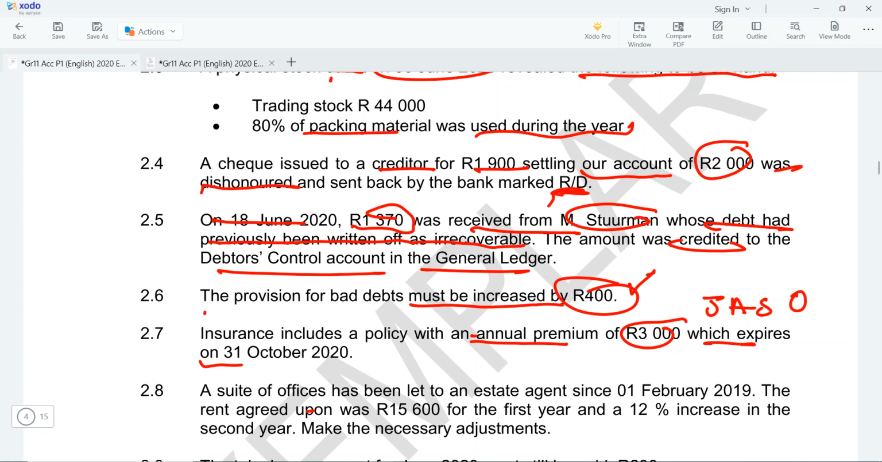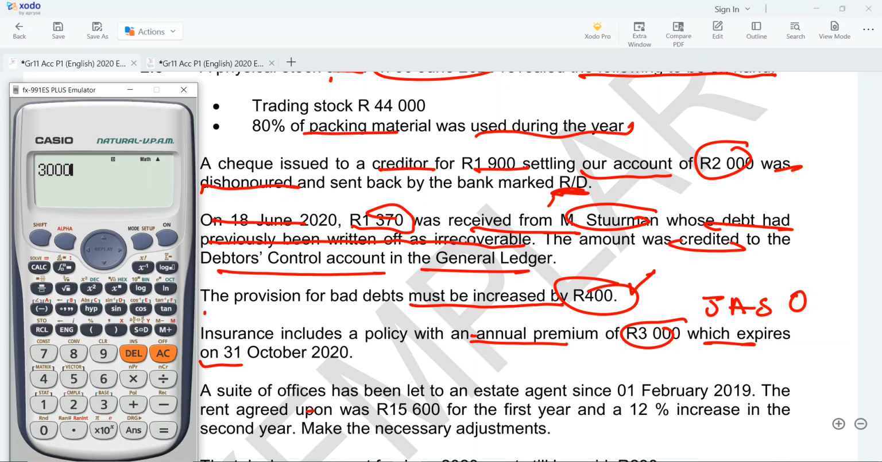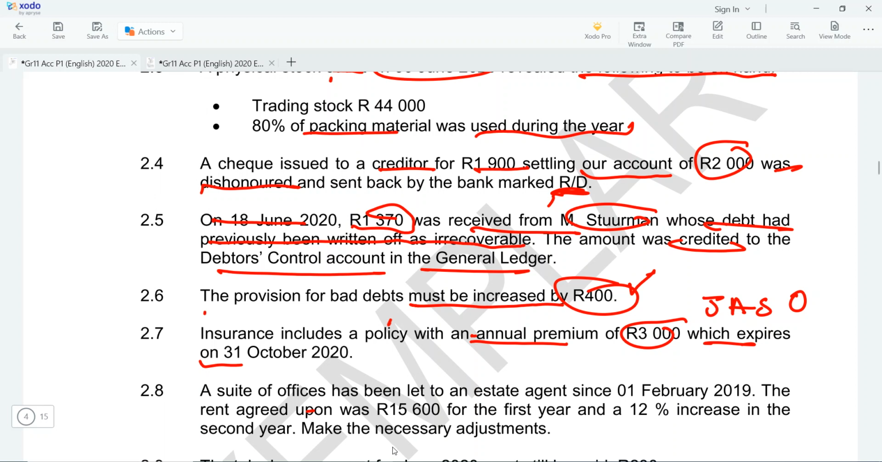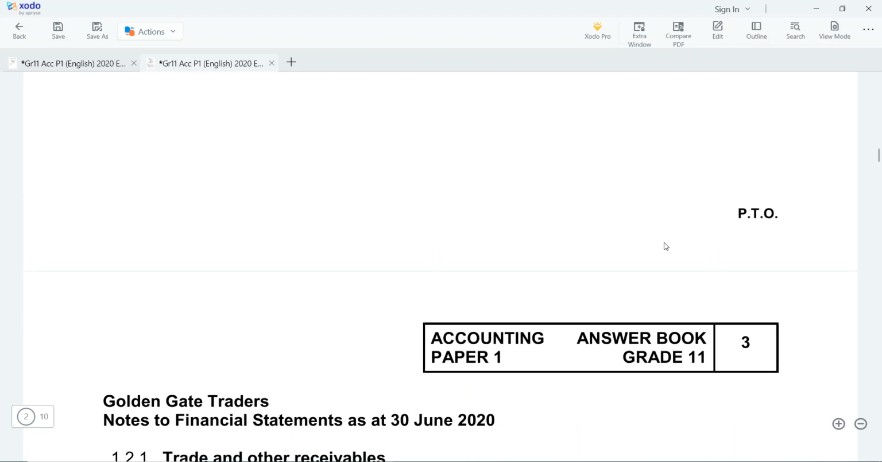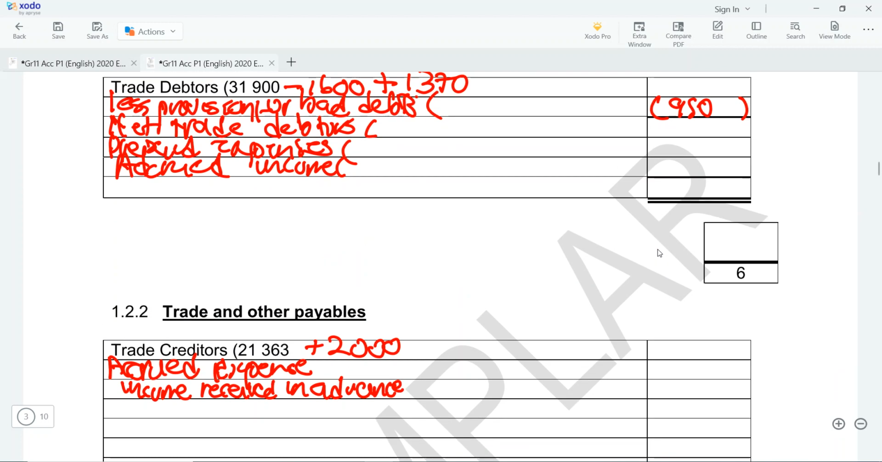So if we say 3,000, remember they said it's an annual premium, right? If they're saying annual premium, it means it's for 12 months. So we say 3,000 multiply by 4 divide by 12, and then it will give us 1,000. So this 1,000 was paid in advance. Okay, so we'd have to subtract that 1,000 of the insurance here, minus 1,000. But we know that when we do this, we are crediting insurance. We have to debit something because of double entry, so we'll debit our prepaid expenses. That 1,000 will come here, then you're done.